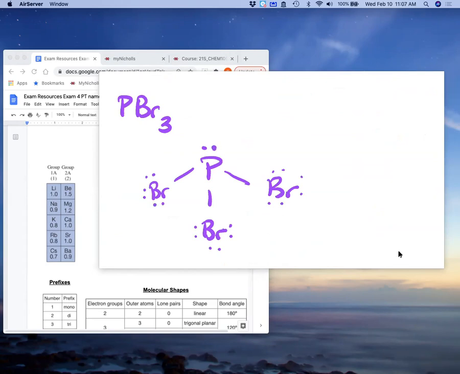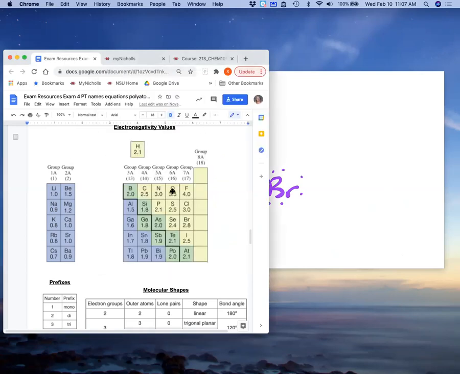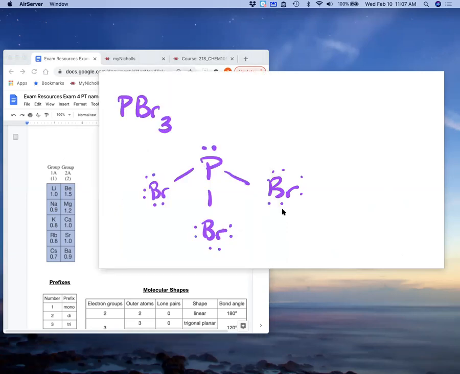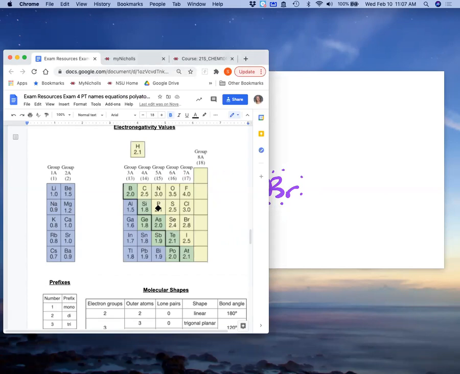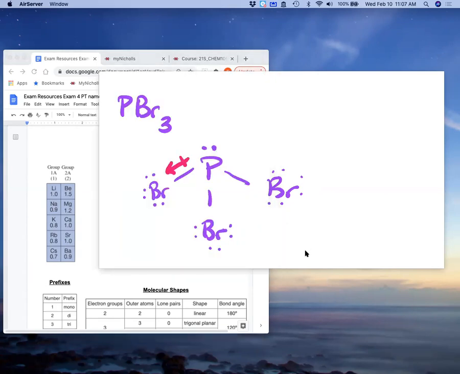So if we look at phosphorus and we look at bromine, that's a pretty big electronegativity difference. And bromine's going to want the electrons more. So we're going to draw our bonds to point towards bromine, right? Oh, I think I compared the wrong one, but here, it's bromine and phosphorus. So bromine still wants it more. So bromine's pulling those electrons. So we got to show that bromine's pulling those electrons.